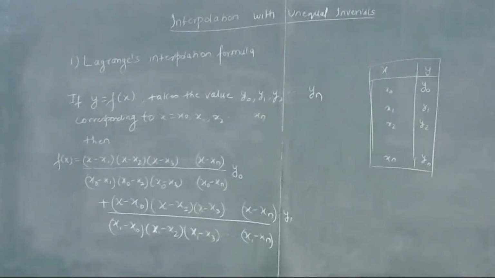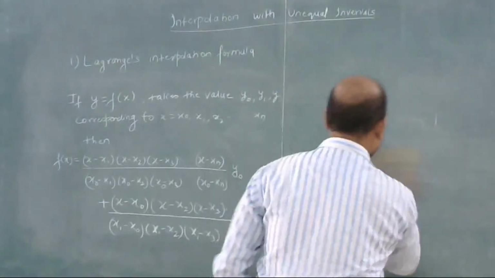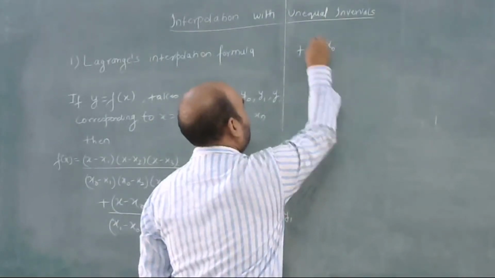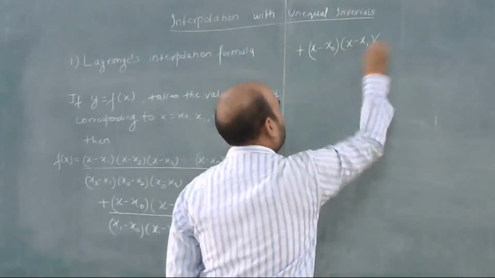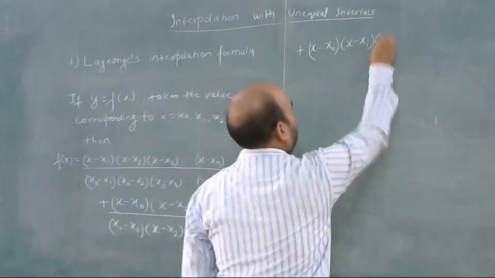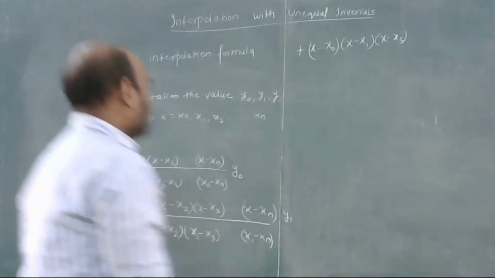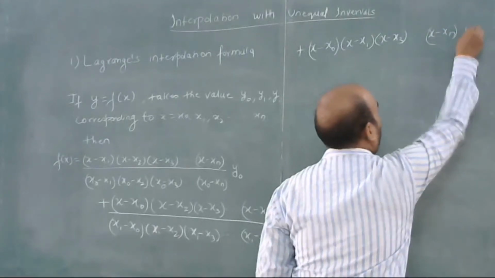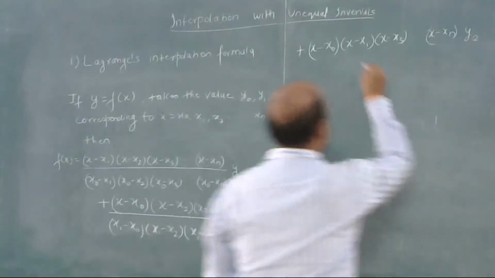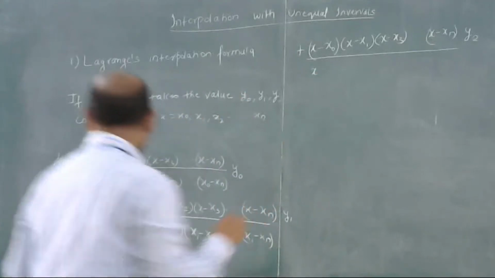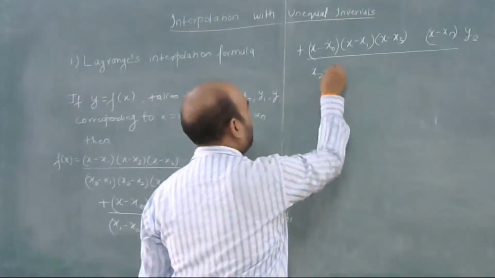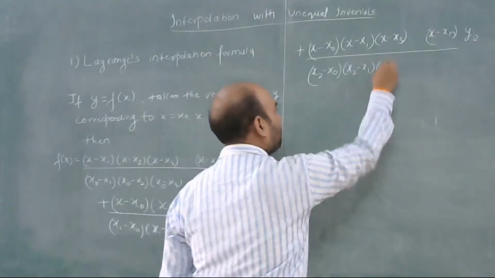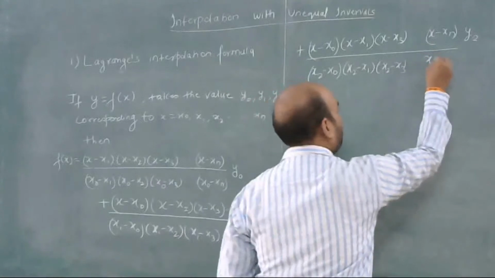For x2, the next term will be plus (x minus x0)(x minus x1), and we take (x minus x3) onward, but we won't take x2, up to (x minus xn), multiplied by y2. This is whole divided by (x2 minus x0), then (x2 minus x1), skipping x2 minus x2, and the next term will be (x2 minus x3) up to (x2 minus xn).